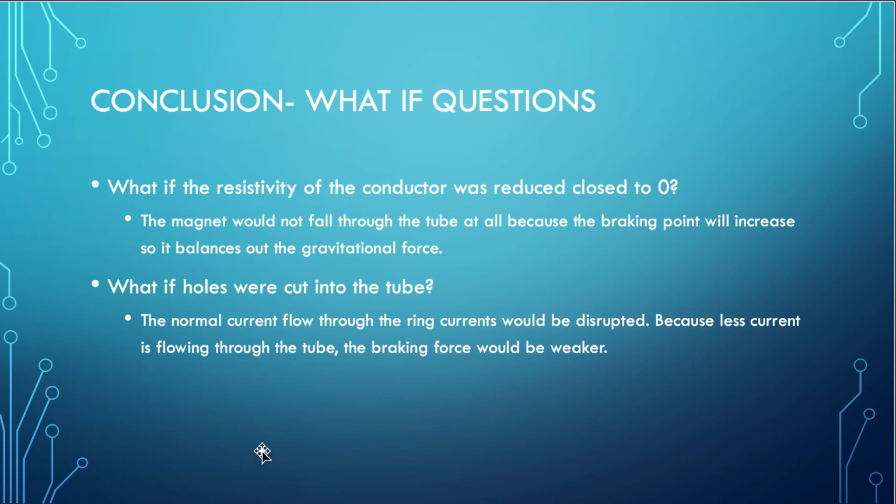And here are the what-if questions. What if the resistivity of the conductor was reduced close to 0? If this happened, the magnet would not fall through the tube at all because the braking force would increase, so it balances out the gravitational force. And then what if holes were cut into the tube? The normal current flow through the ring currents would be disrupted, and because less current is flowing through the tube, the braking force would in turn be weaker.